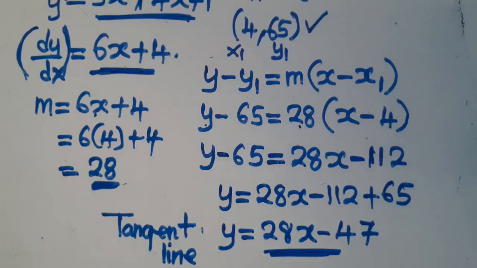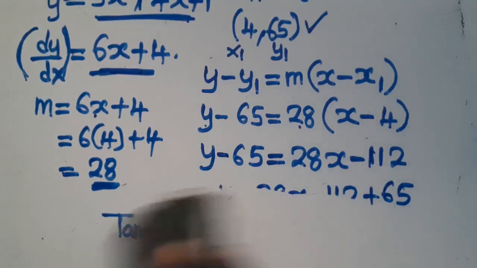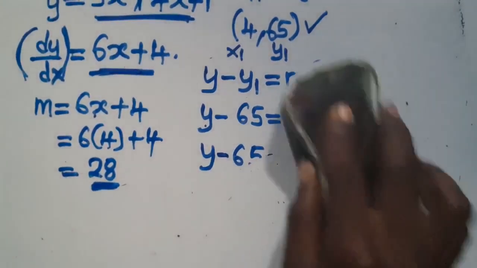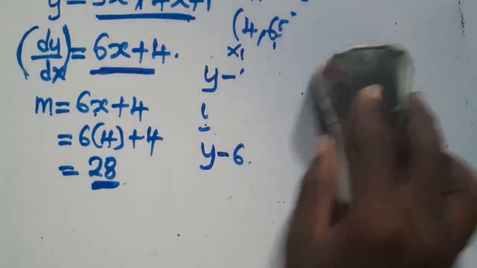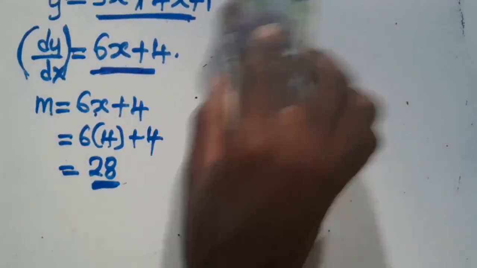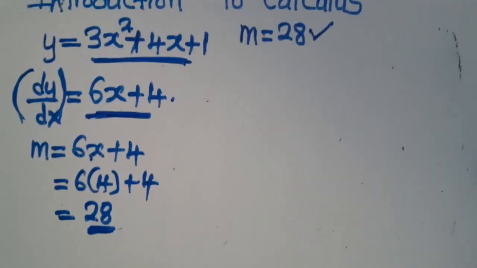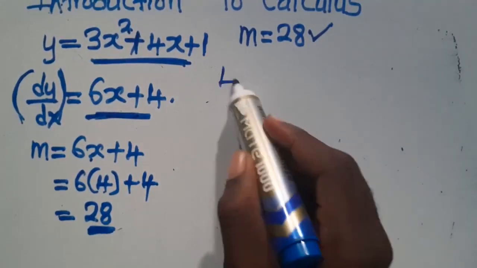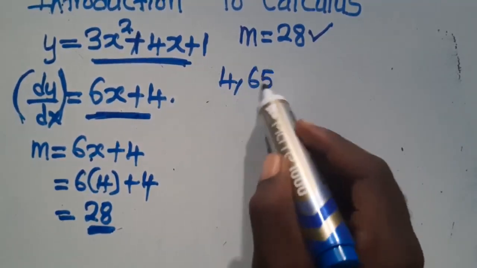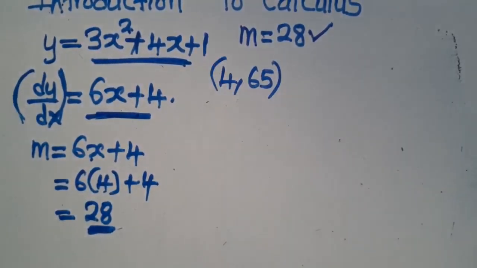So this is how we get to find the equation of the tangent. Hope you've seen the procedures that I've done. Then finding the equation of the normal is just simple. We have the coordinate (4, 65) that is going to help us, even the gradient. So this (4, 65) will maintain.